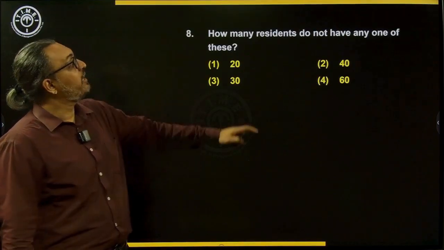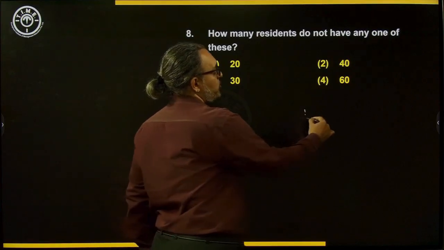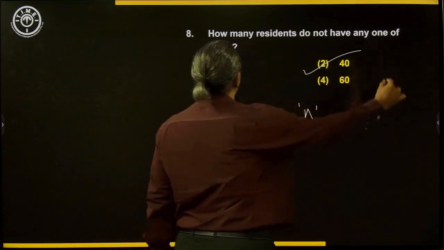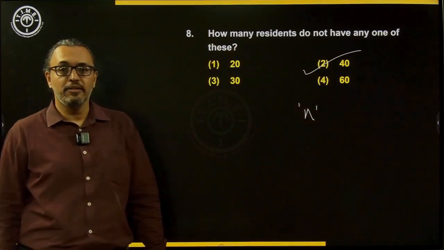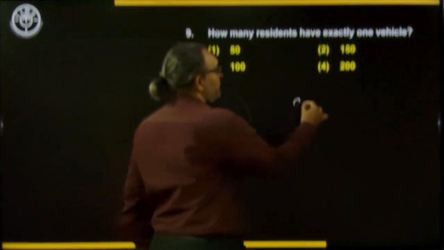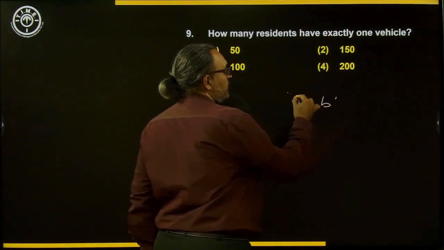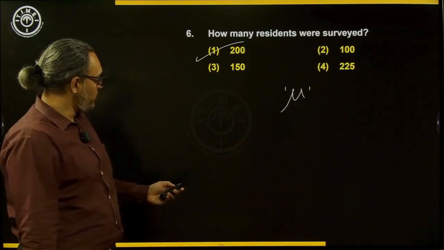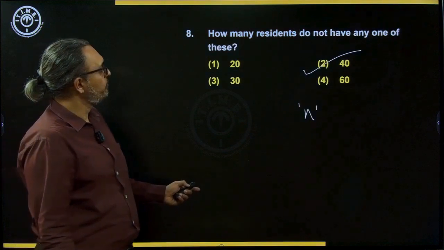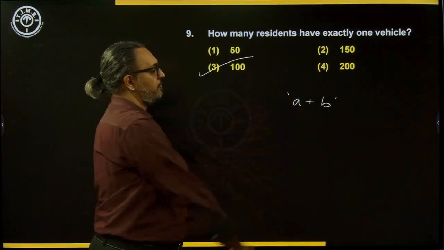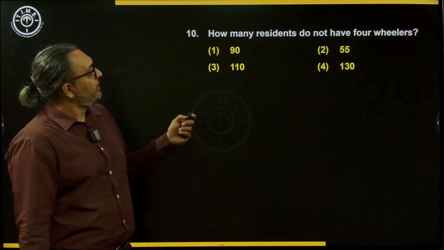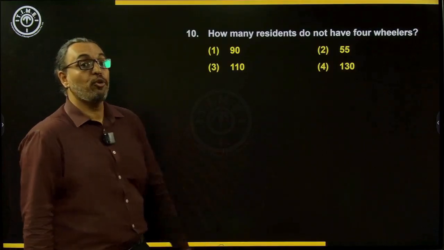Then, how many residents do not have any one of these? So N value, we know N value is 20%. So 20 into 2, 40. That's available in choice 2. Correct? Then how many residents have exactly one? Exactly one is small a plus small b. Right? So what is small a and small b? 35, 15. Gives you 50. So 50 into 2, 100. 100 residents.